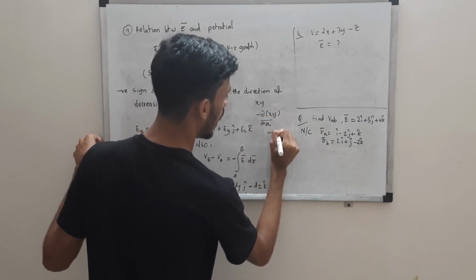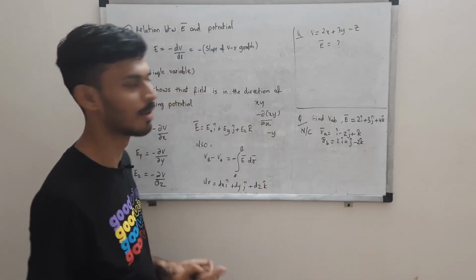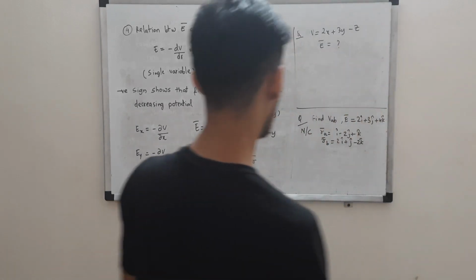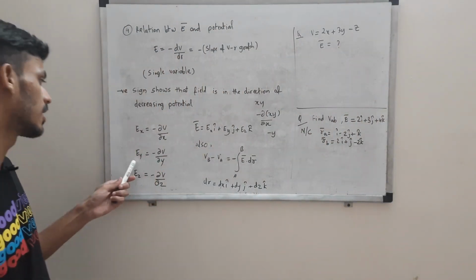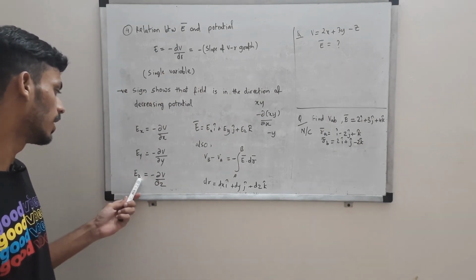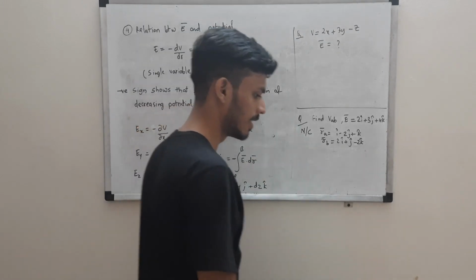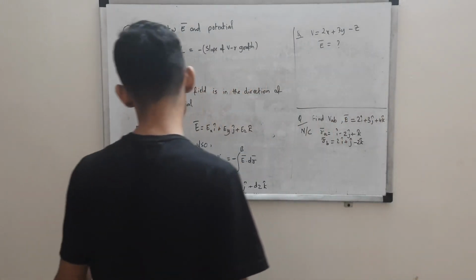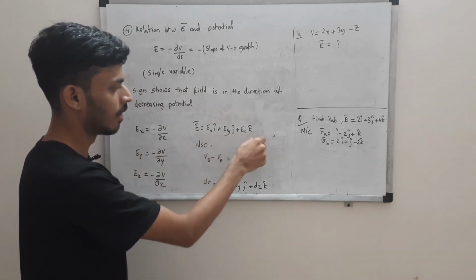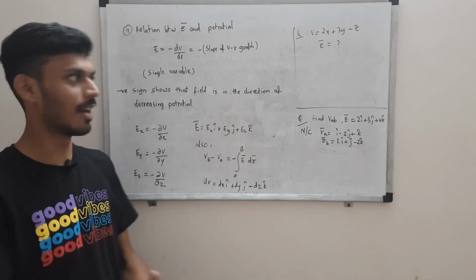Y will come out, and the derivative of x with respect to x is 1. So treat all other variables as constant except x. In the next case, treat all other variables as constant except y. Then treat all other variables as constant except z. Here you will obtain Ex, Ey, Ez, the field in the x direction, y direction, and z direction. You just have to relate them with their corresponding unit vectors i cap, j cap, k cap, and that will give you your electric field vector.